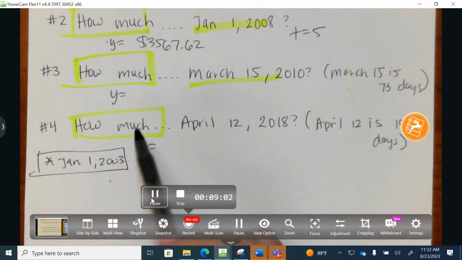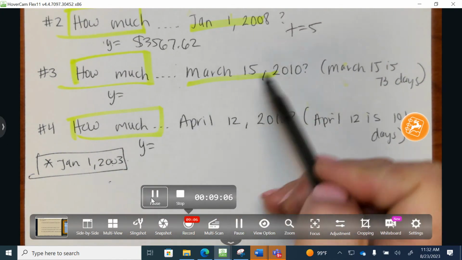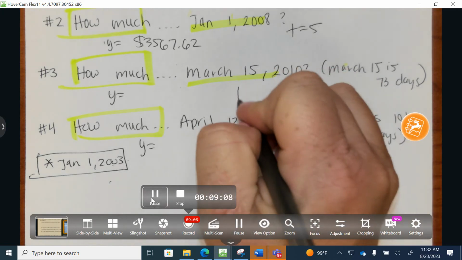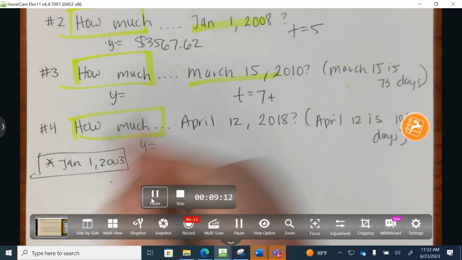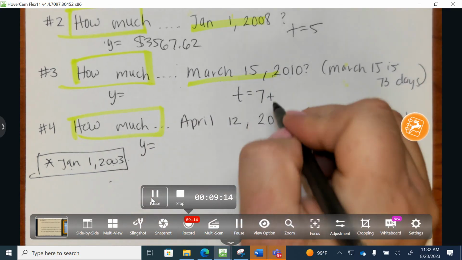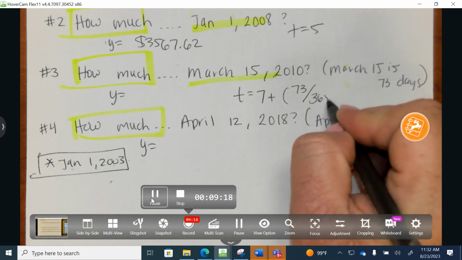So to go through this, I'm asking myself from 2003 to 2010, that's a difference of 7. You can subtract them on a calculator if you're not great with mental math. But there's this additional time because it's not January 1st, and I tell you how many additional days there are, 73 additional days. Now, how do I know to put over 365?